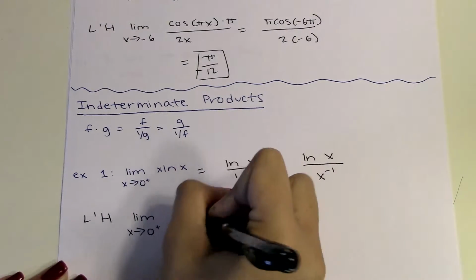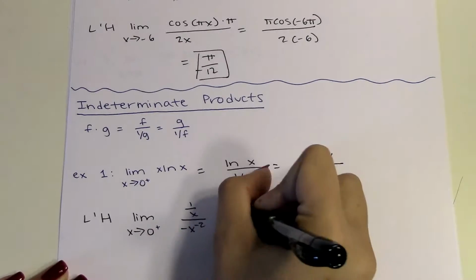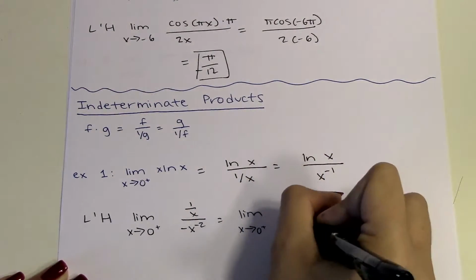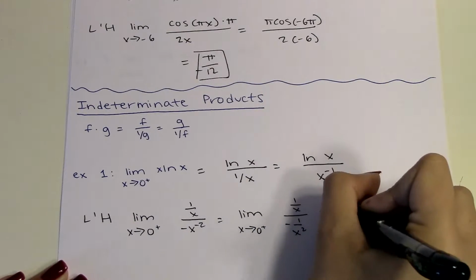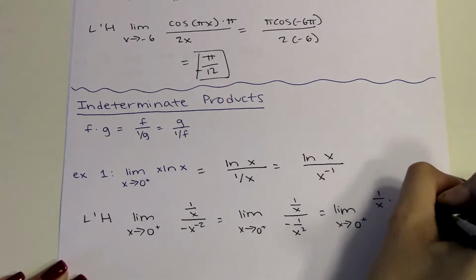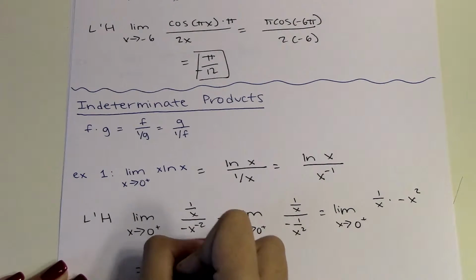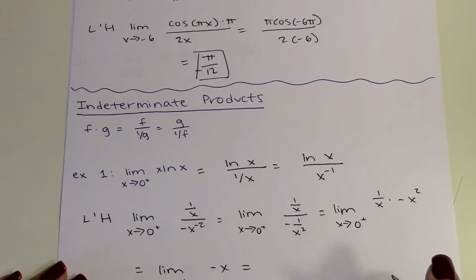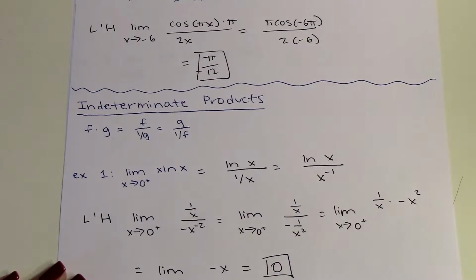So it's 1 over x to the negative 2. And I'm going to simplify that again into a fraction over another fraction, which means we can multiply these two and simplify into the limit as x approaches 0 from the right side of negative x, where we plug in 0 for x and get an answer of 0.